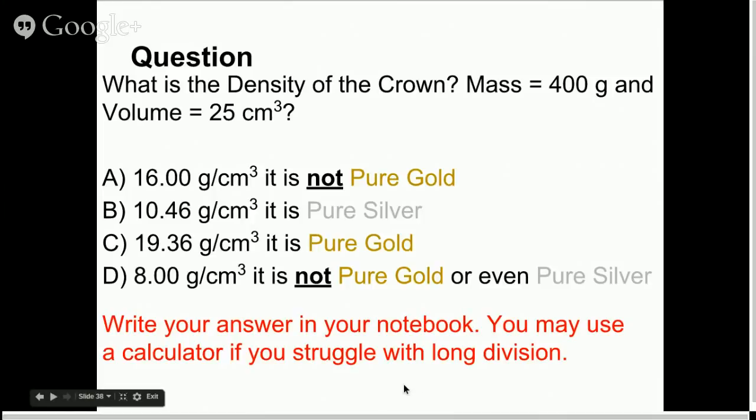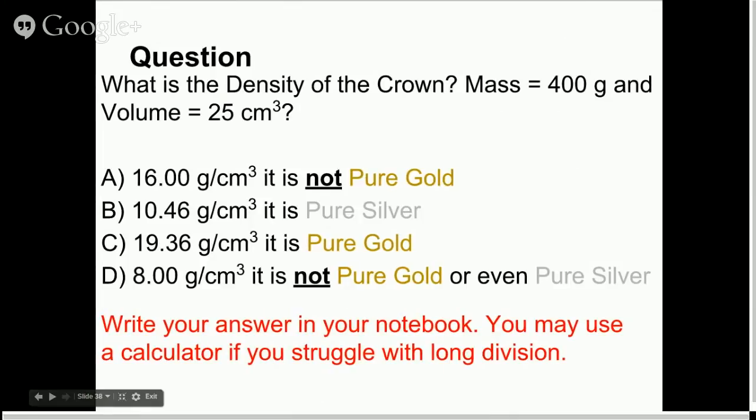All right, the correct answer is A. 400 divided by 25 is 16 grams per cubic centimeter. It is not pure gold. This means that the blacksmith put some silver in the crown and cheated the king. As you can imagine, the king was not very pleased with this and probably had that blacksmith killed. So be careful if you are ever a blacksmith not to try and cheat people because we can figure it out.